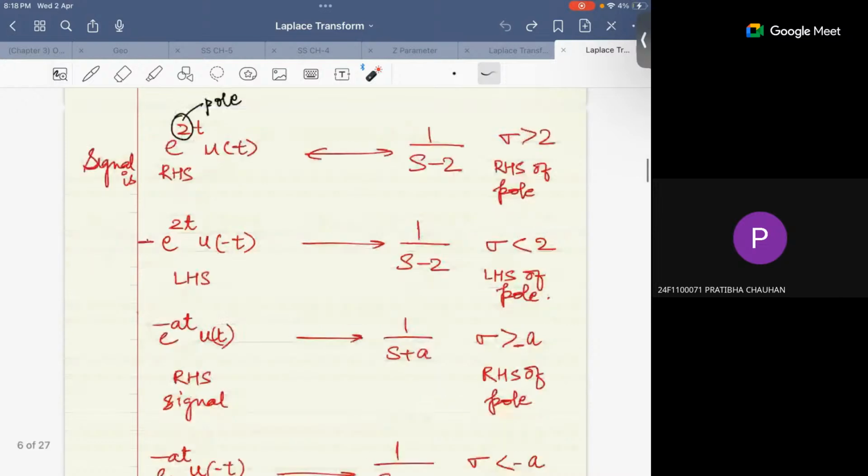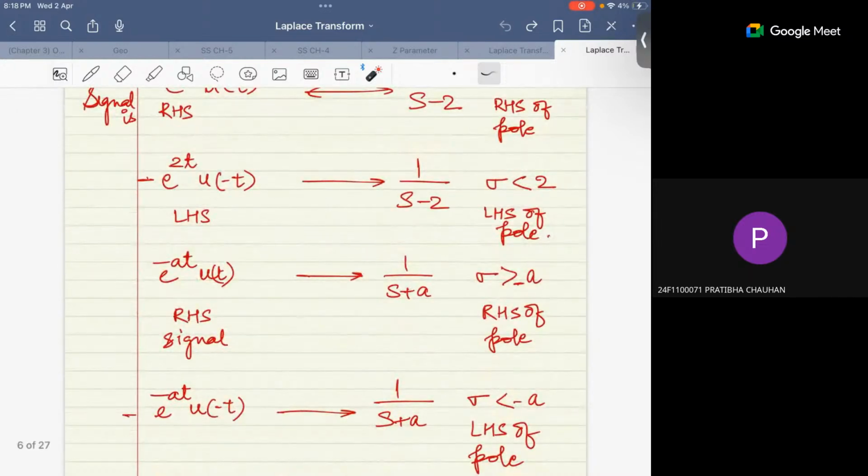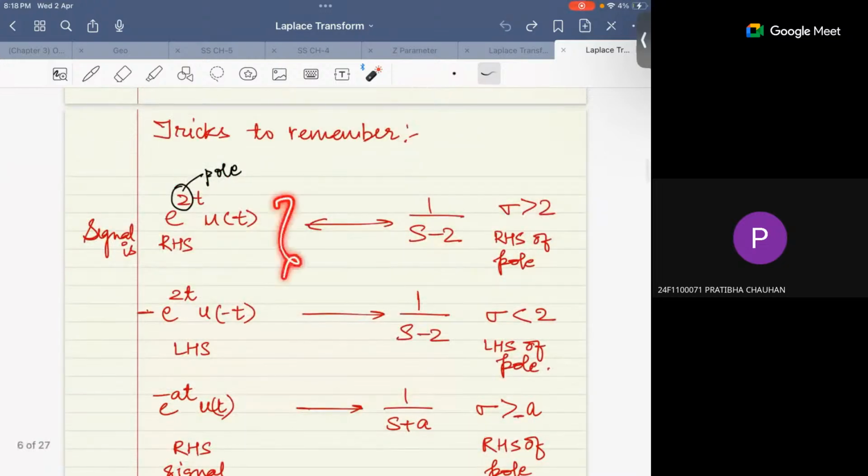This is pretty simple to remember. Similarly, if you have minus e to the power 2t, u of minus t, this is u of minus t, from minus infinity to 0. So this is left-handed. If this is a left-handed signal, you will be getting the ROC on the left-hand side of your pole. So the pole is 2, right? So it is a similar signal, one is right-handed, one is left-handed. If the signal is right-handed, your ROC is sigma greater than the pole.